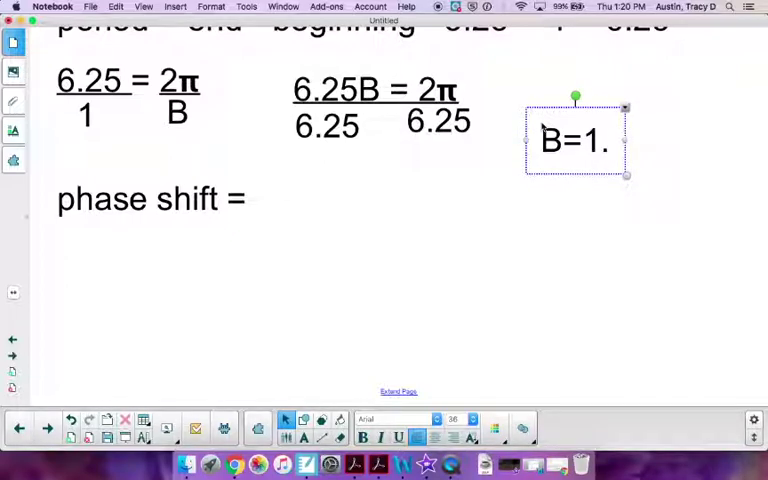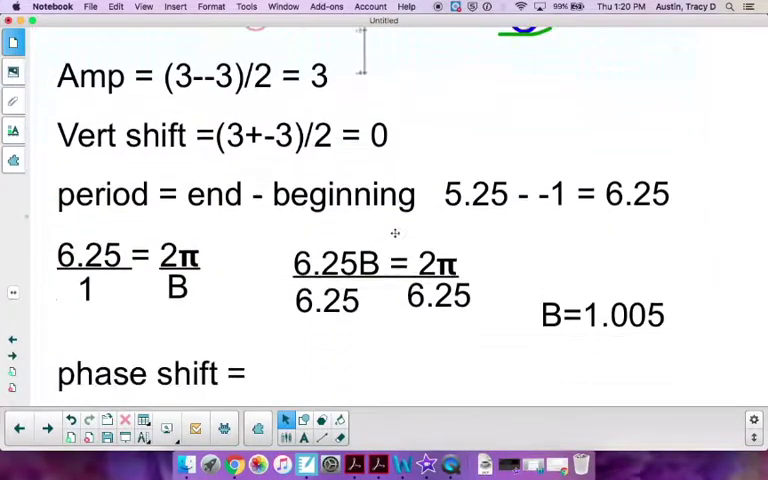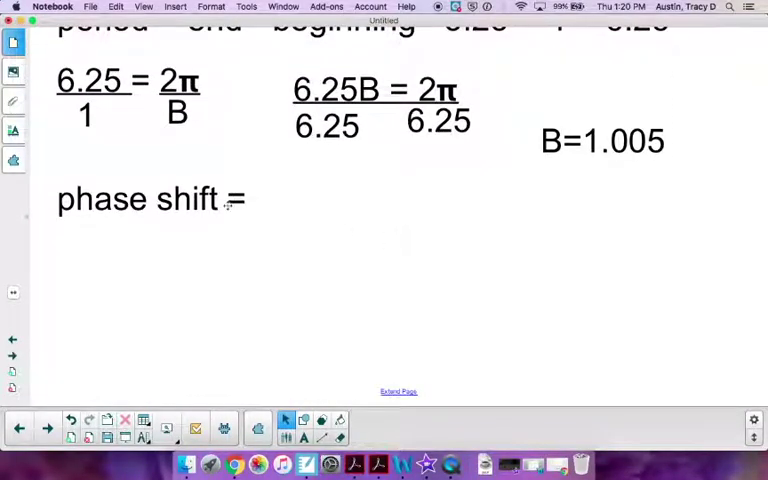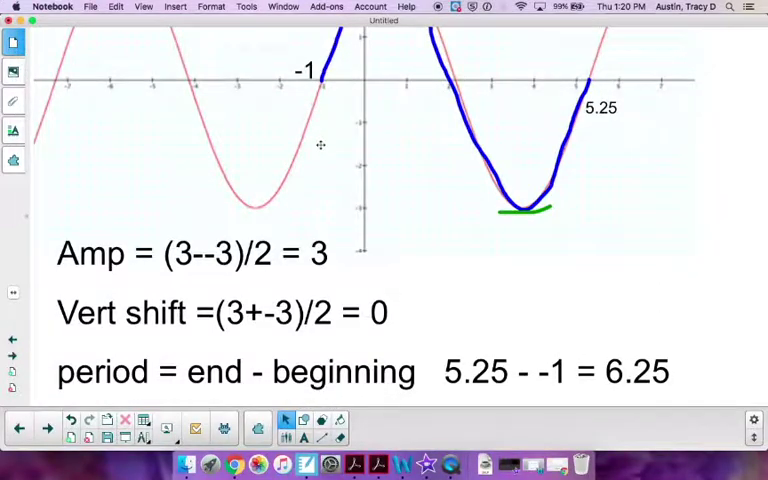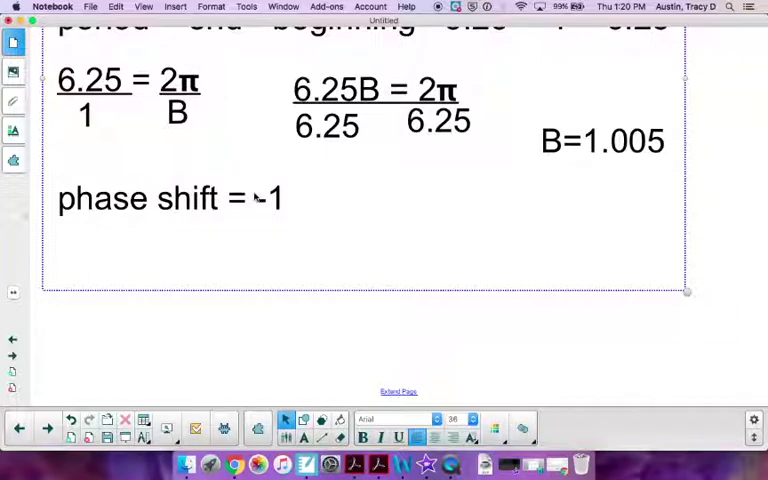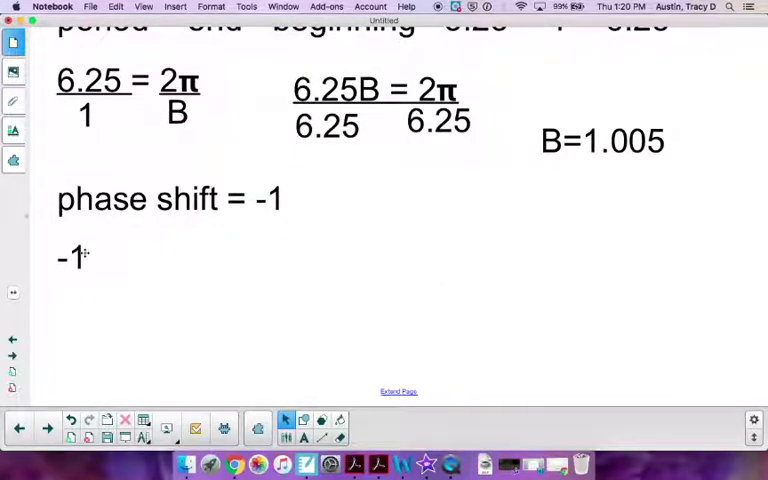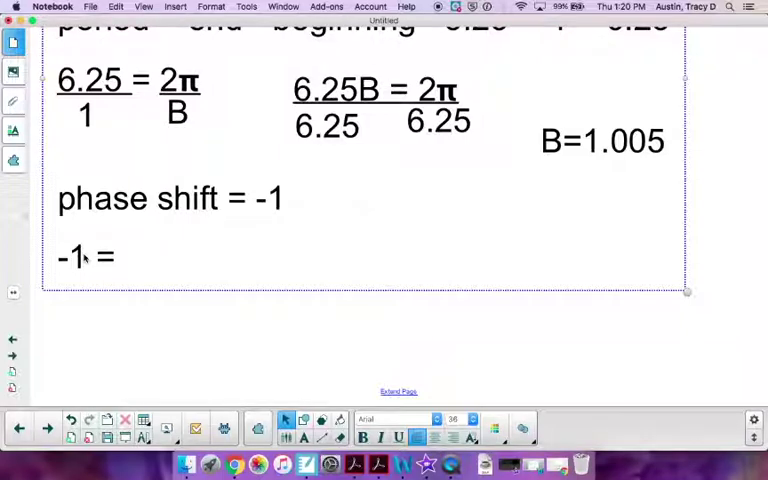And no, we cannot count that as 1, because it's not starting at negative 1.25 or wherever else. We're just going to count that as 1.005. Okay, phase shift is -1. So let's solve for C. -1 equals C divided by 1.005.